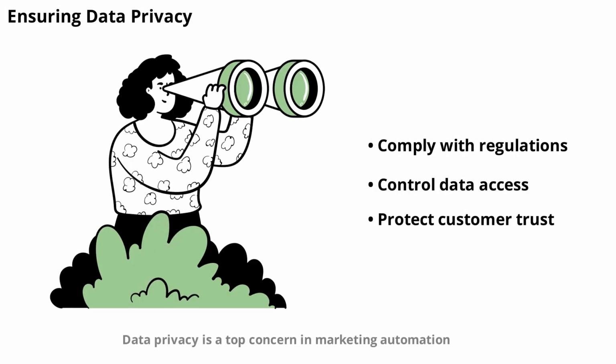Data privacy is a top concern in marketing automation. Make sure your workflows comply with regulations like GDPR or CCPA by limiting access to sensitive data and documenting consent. Use your automation tool's privacy features to control who can view or edit personal information. Regularly review your processes to ensure ongoing compliance and protect your customers' trust.